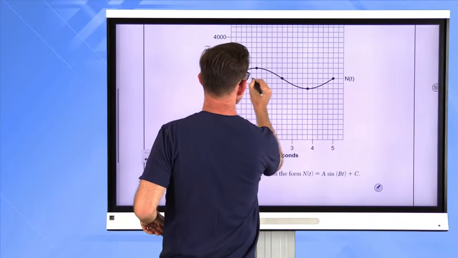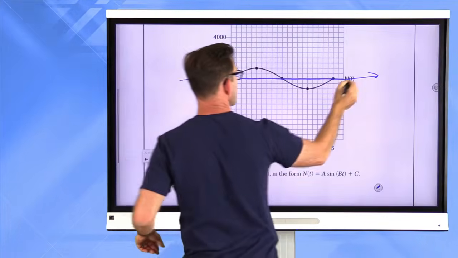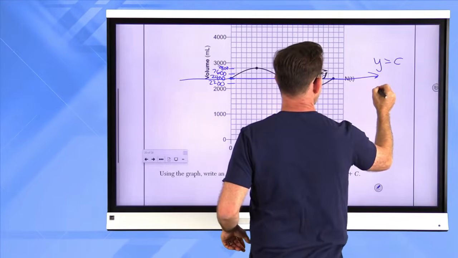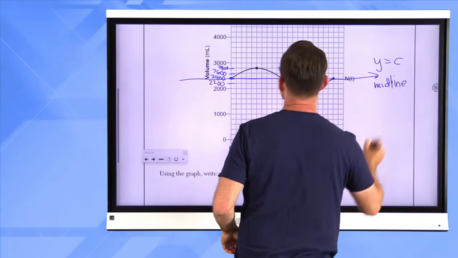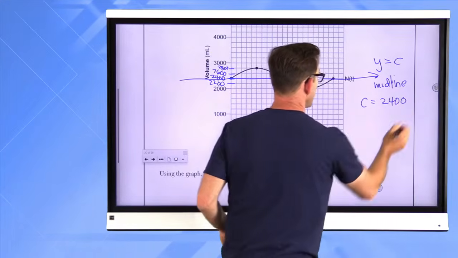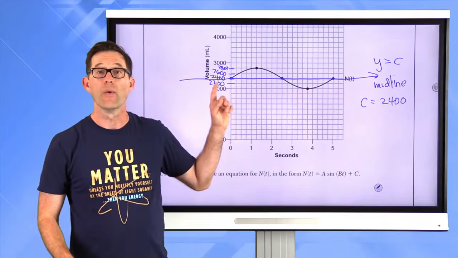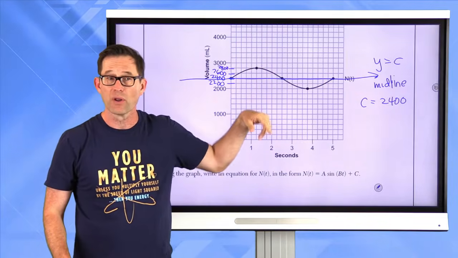The C is the midline, right? So y equals C is our midline, and in this case it's a piece of cake because C is just 2400. That is our midline. It's going up above 2400, below 2400, above 2400, below 2400.